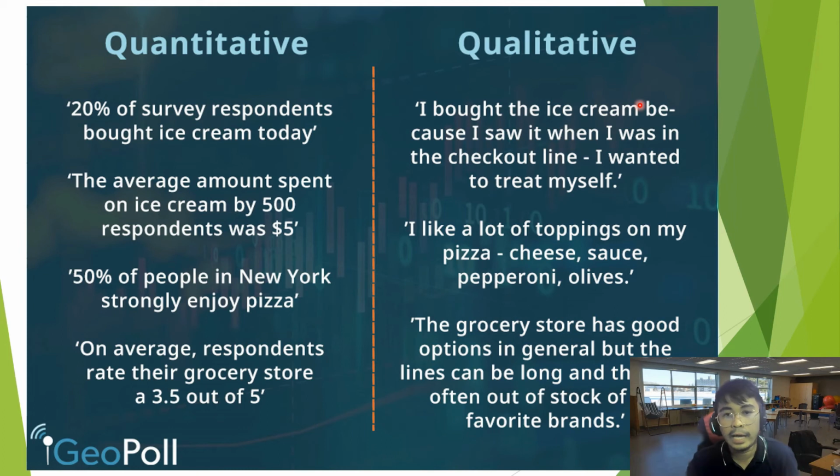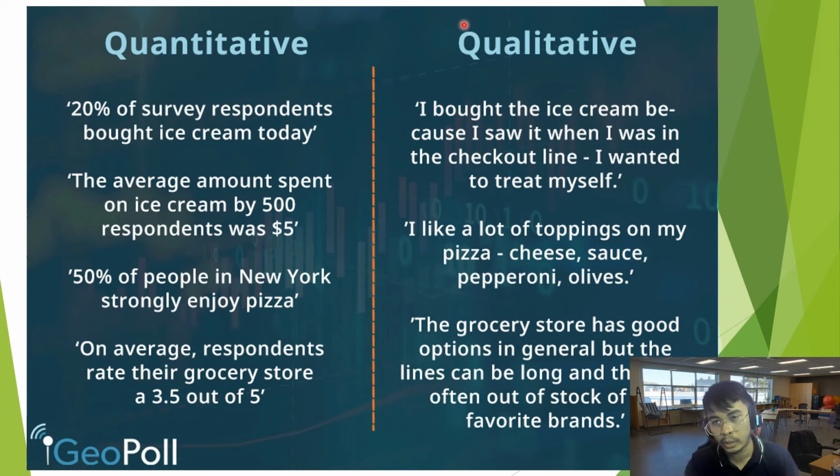It is stated that I bought the ice cream because I saw it when I was in the checkout line. I wanted to treat myself. Okay, so it's a matter of using your keen senses or observation in this case. So if you try to look at the examples presented in this left part for quantitative data, we see numbers or figures: 20%, $500, $5, 50%, 3.5 out of 5.